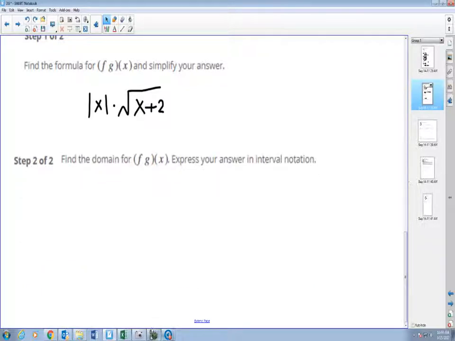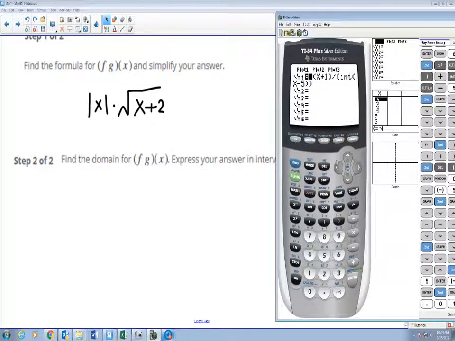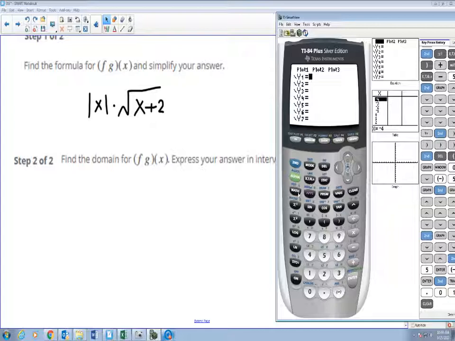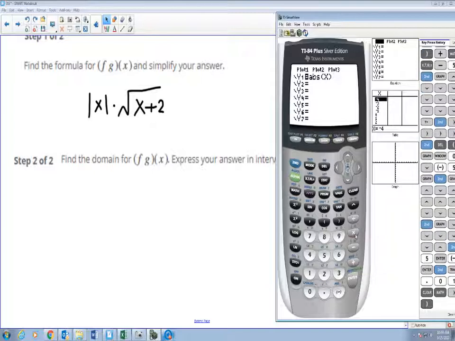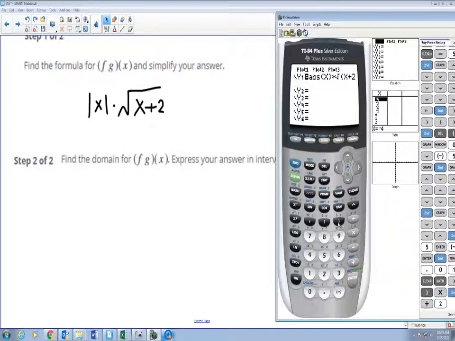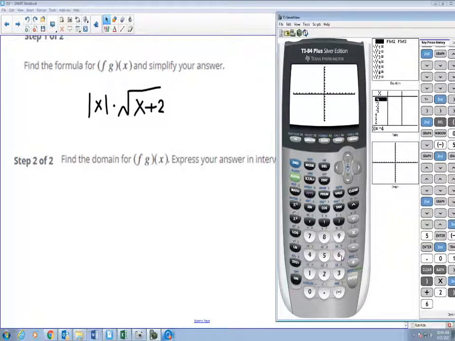Alright, find the domain. Okay, let's graph it. Math, absolute value, number 1, of x, close the parenthesis, times square root of x plus 2, close parenthesis for my square root. Oh, sorry. Let's go back to the standard window. So number 6.